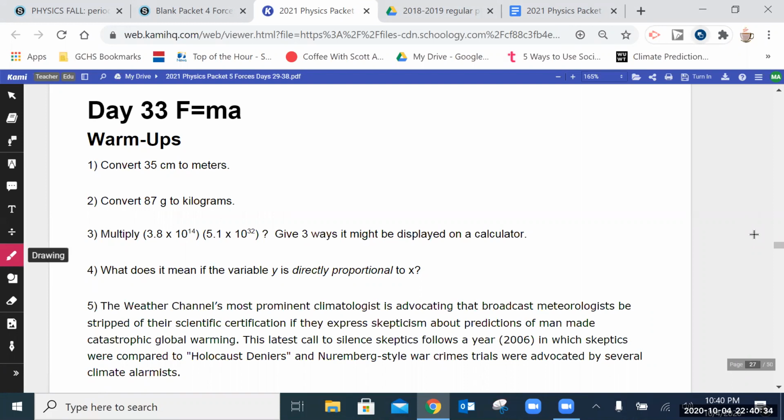Okay, converting 35 centimeters to meters, that's going to be 0.35 meters. Converting 87 grams to kilograms will be 0.087 kilograms.